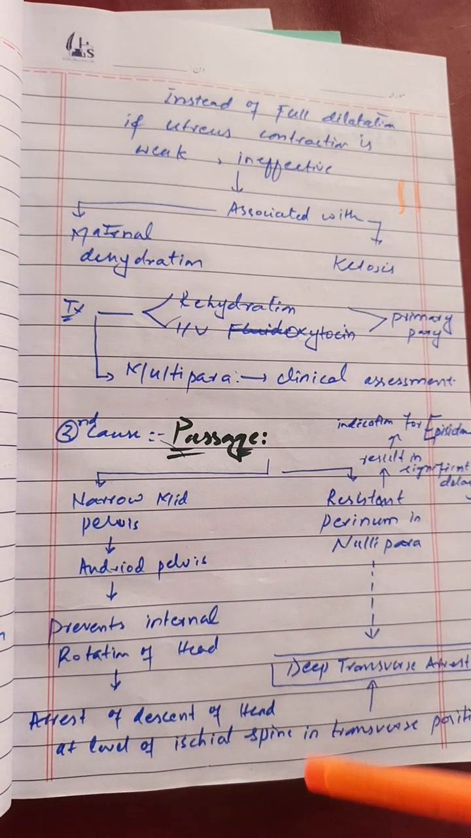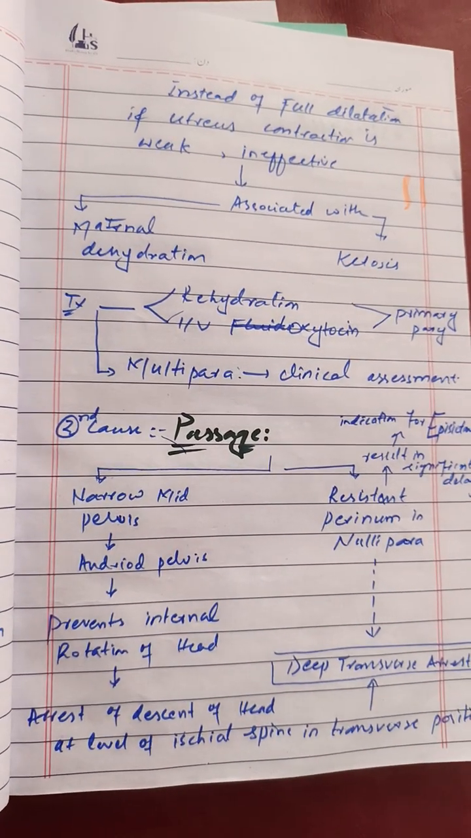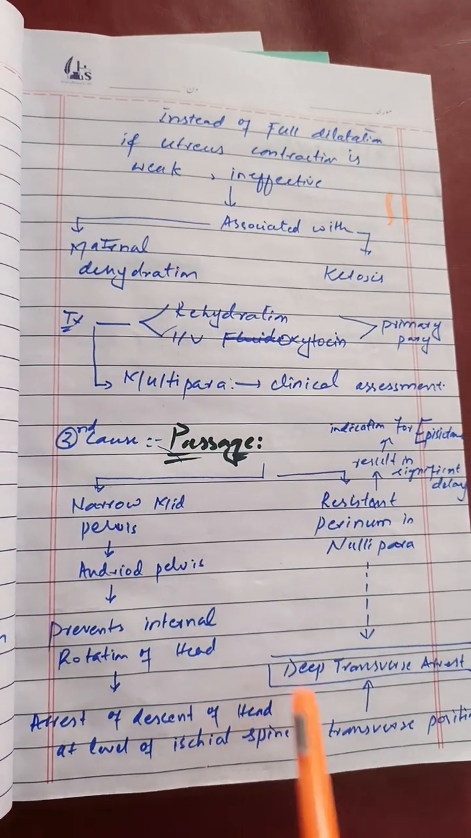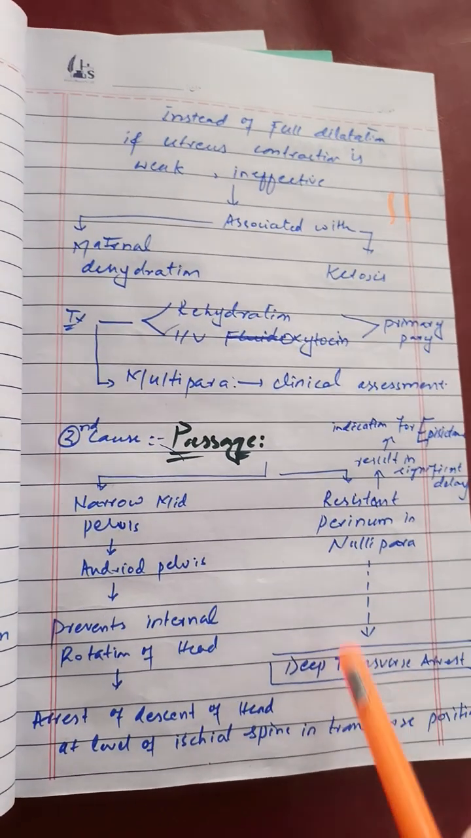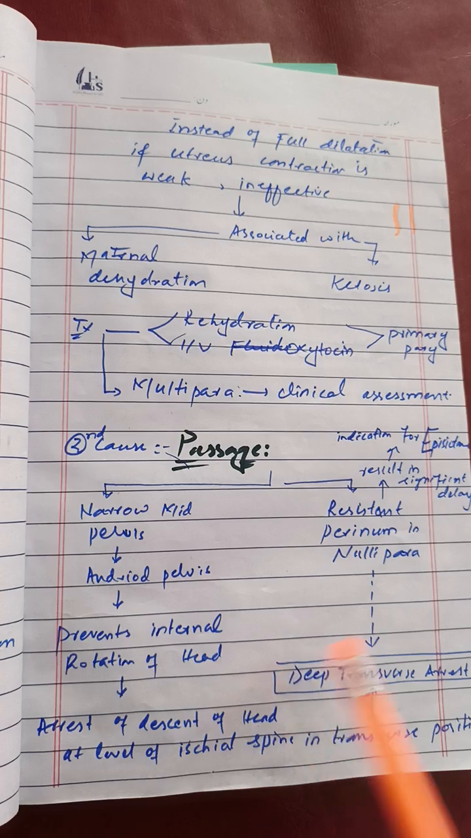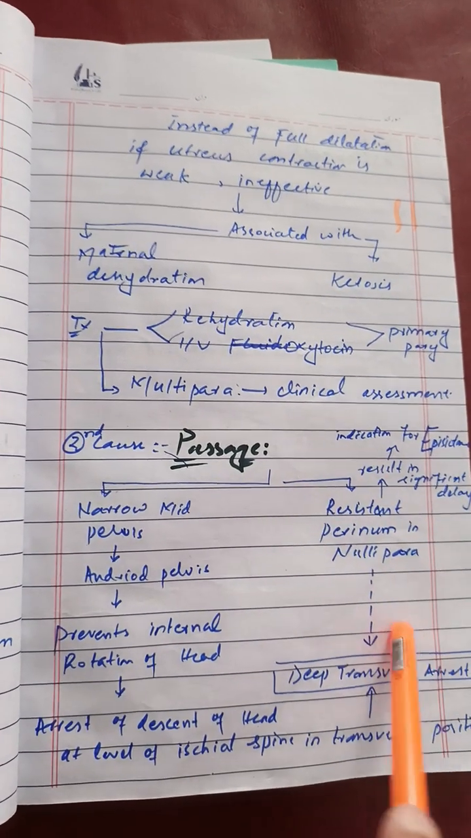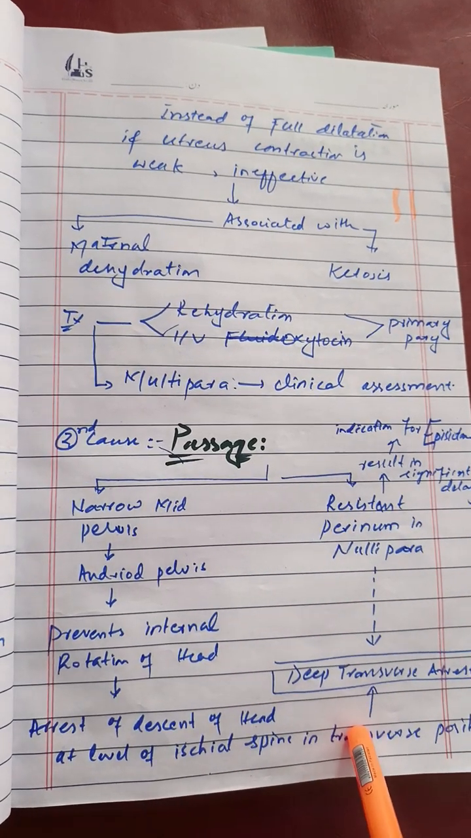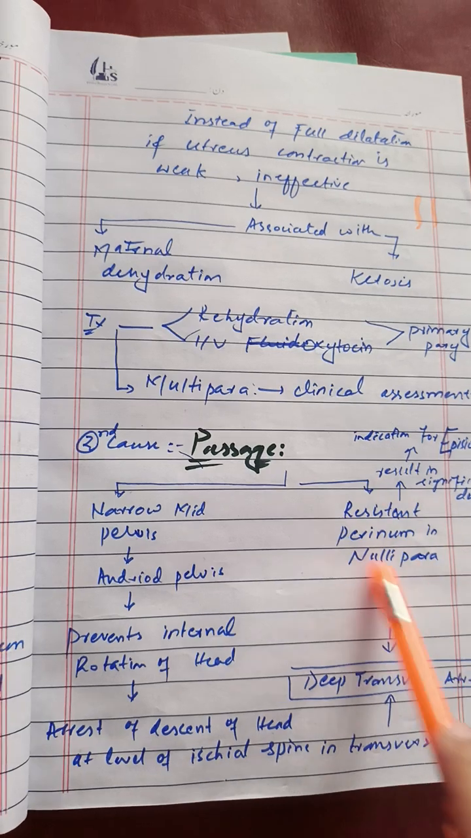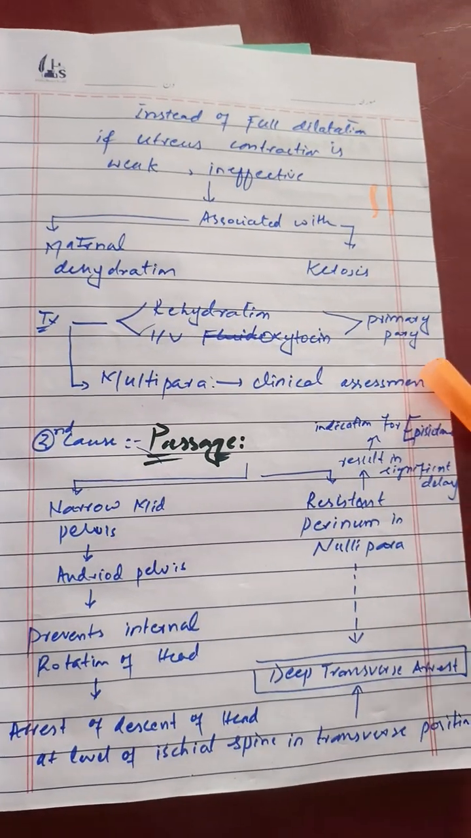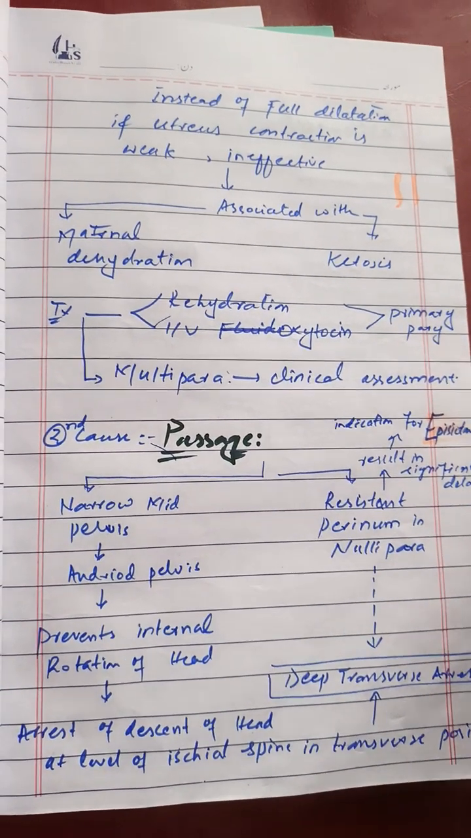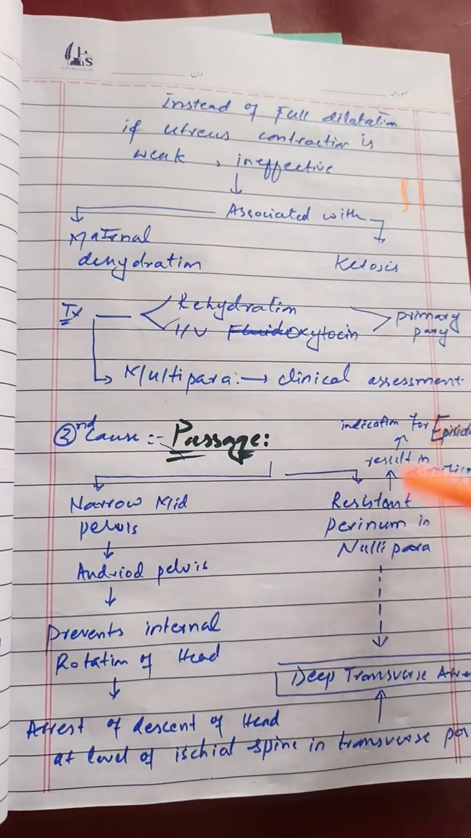and the head will not descend, and the head will arrest at the level of the ischial spine. Head arrest at the level of the ischial spine if the mid pelvis is narrow is called deep transverse arrest. Due to this deep transverse arrest, we will do a C-section. And if the perineum is very resistant in the nullipara, it also results in deep transverse arrest, and a resistant perineum is an indication for episiotomy. Episiotomy is a deliberate surgical incision given to increase the vulvar outlet. So in this case we will do an episiotomy to increase the vulvar outlet.